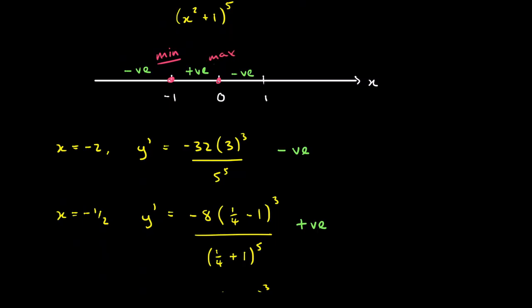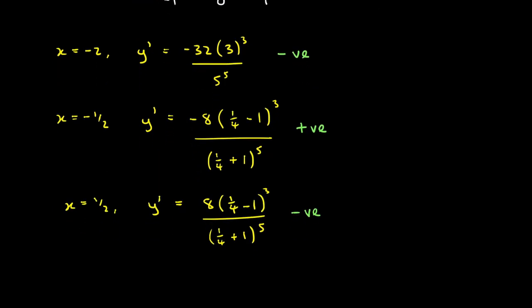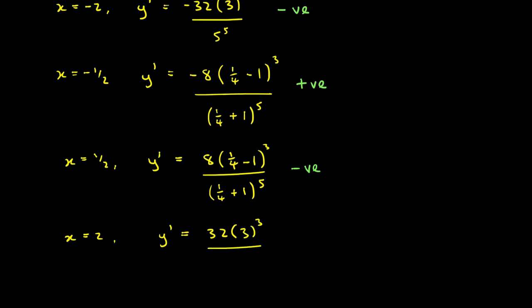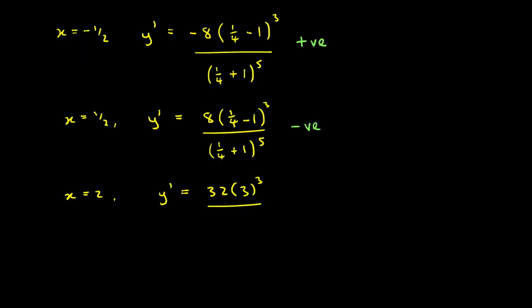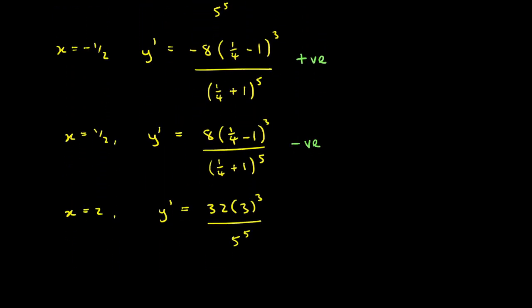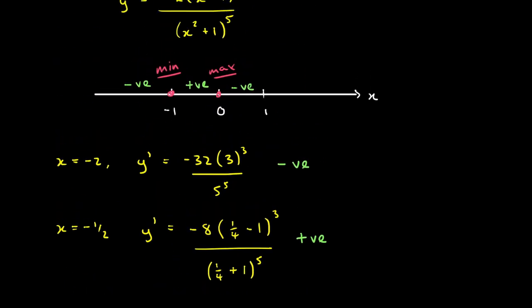All right, jolly good. Now let's try the last one. Let's try x is equal to positive 2. So y prime will be equal to, was it 16 times 2, which would be positive 32. 2 squared is 4, minus 1 is 3, 3 cubed, over 2 squared plus 1 is 5, and then 5 to the power of 5. Of course, everything there is positive. So the gradient there is positive.